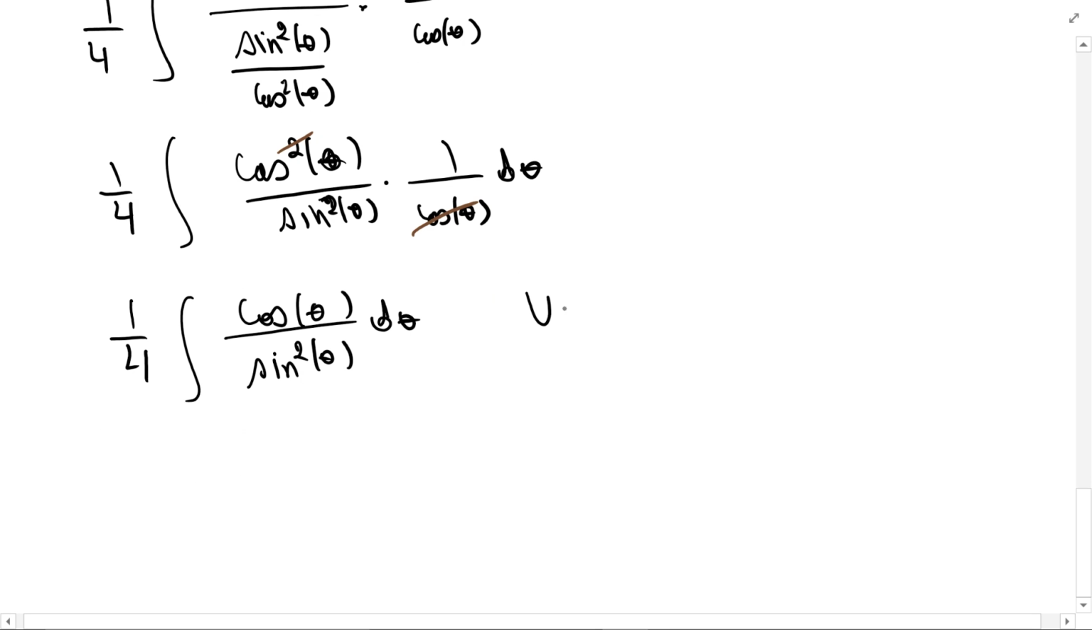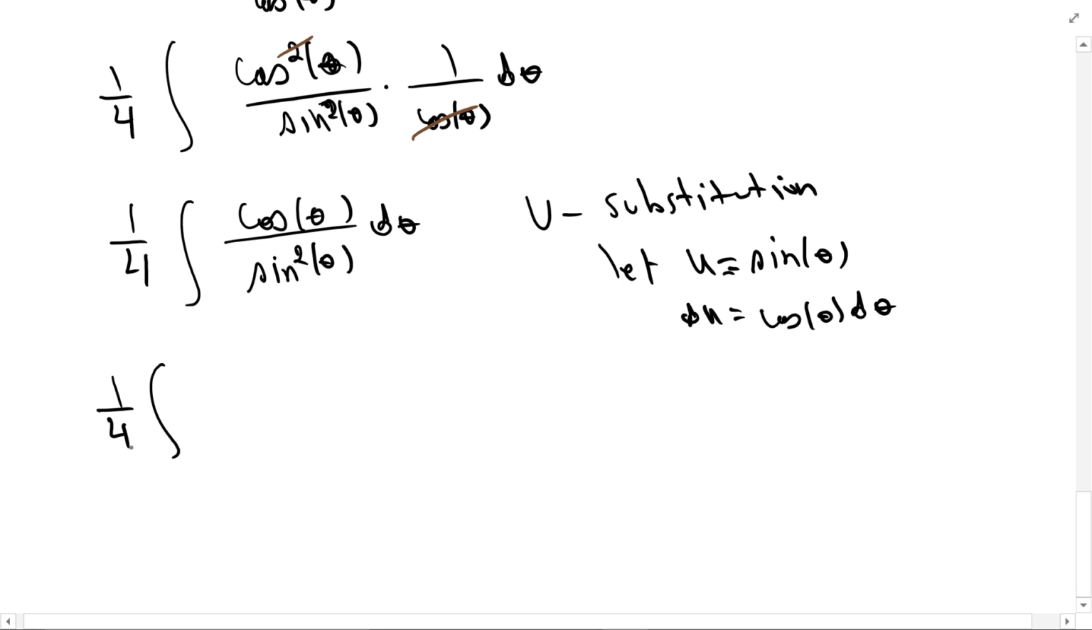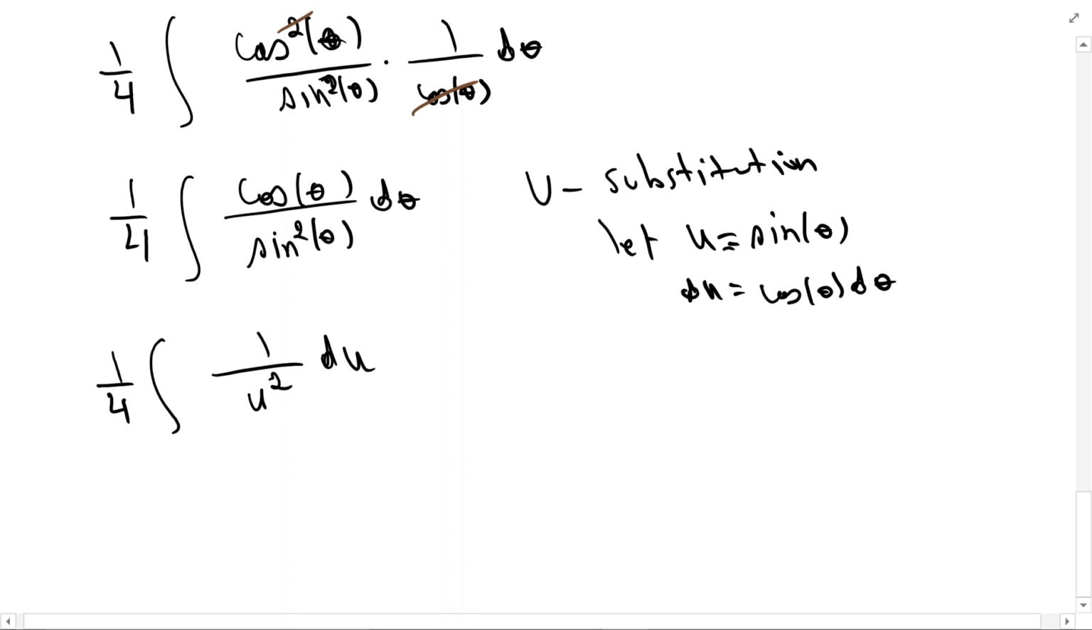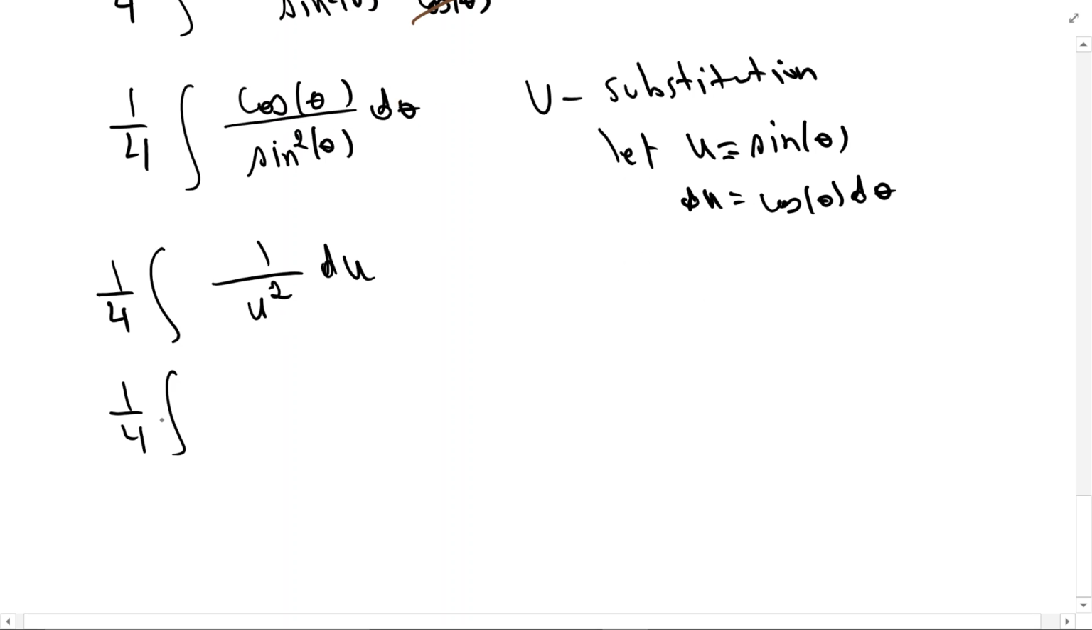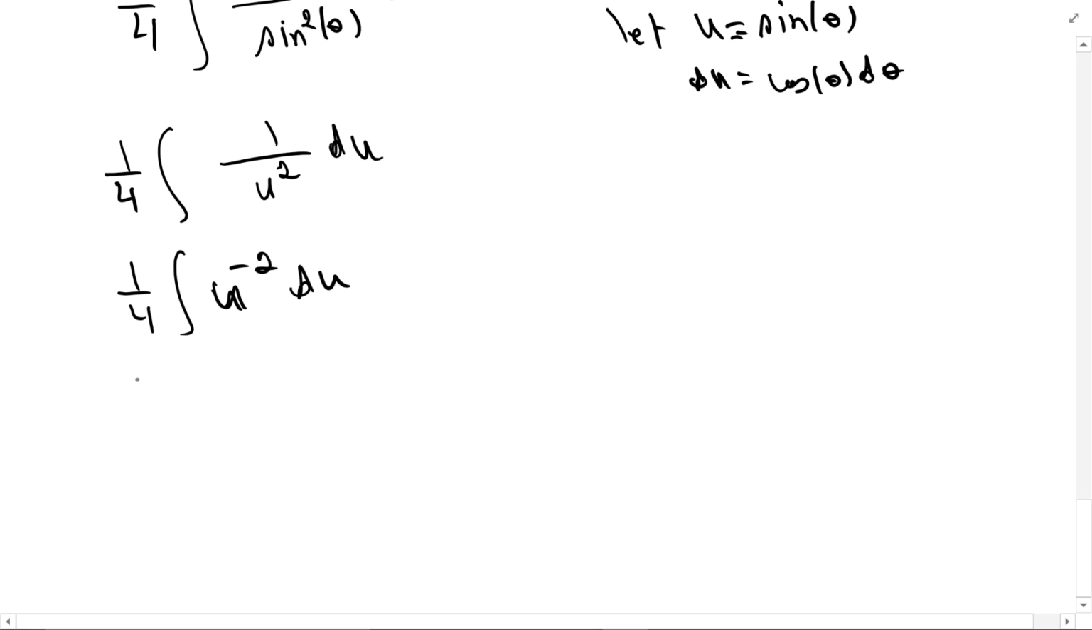We know we can solve this by using u substitution. So if we let u be sine theta, then du is going to be cosine theta d theta. So then we get 1 over 4 times 1 over u squared, since u is sine theta, and then cosine theta d theta is what we call du. To integrate, we have to move the u squared to the numerator, which means we're going to have a change of exponent from positive to negative, and then after that we can integrate.